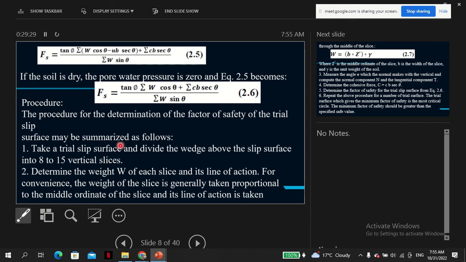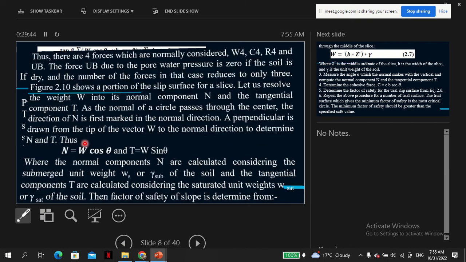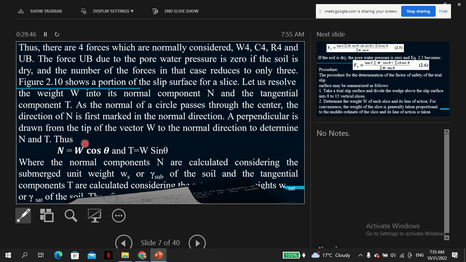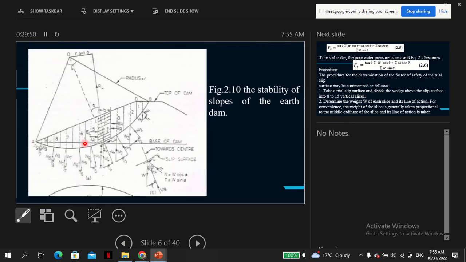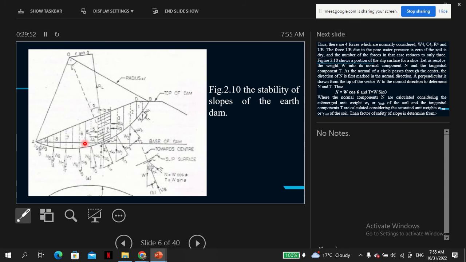So there is a detailed procedure here of how to solve this, the procedure for the determination of the factor of safety of a slip circle. Also, you need to be aware that we have made it very simple to enhance understanding, while in reality it's a little bit more tedious, because you have to try several slip circles and take the one with the least factor of safety.